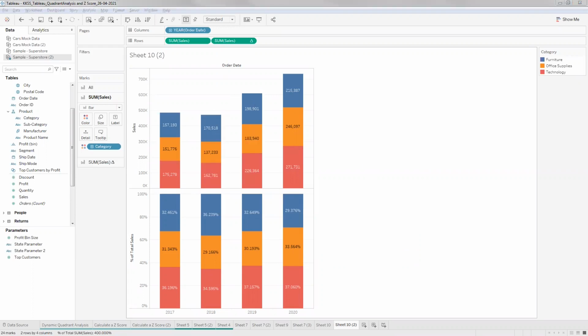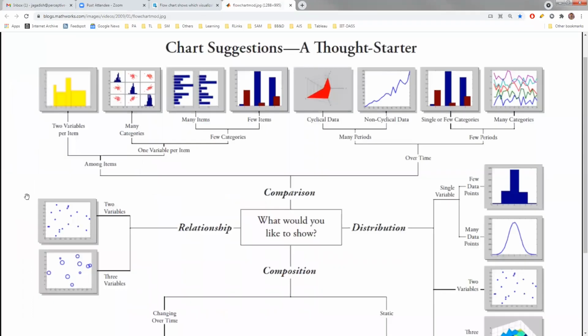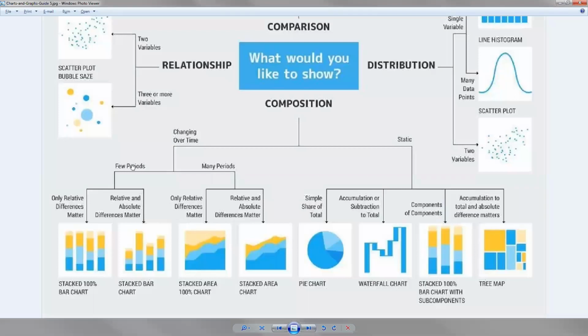So that's what the chart is explaining for the first terms. Over few periods, there are two terms. Only relative differences matter: you have to go with the stacked 100% bar chart, the one that we did at the bottom. And when both matter, we just go with not the percentage, but the stacked bar chart. Okay, so these are the two cases under few periods. Let's assume the same two cases when we have multiple periods.